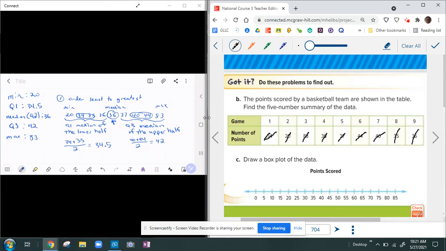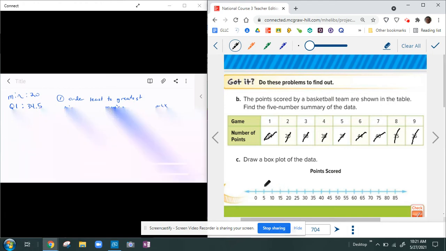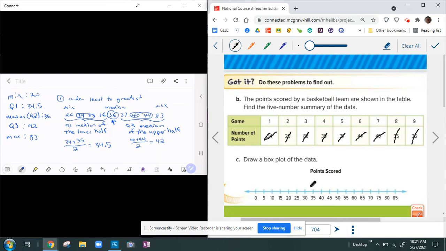What we do with it is we go over here and we're going to draw a box plot. So we're going to draw, above this number line, dashes or vertical lines for each of the five numbers. We have our minimum, which is at 20, so we'll put that right here. All right, we have our Q1, which is 34.5, so 3, 1, 2, 3, 4, and 5 right there.